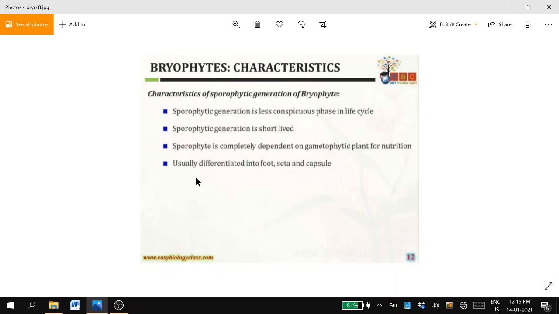The sporophytic generation is usually differentiated into foot, seta and capsule. It means three structures are usually present in the sporophytic generation of Bryophyta, that is foot, seta and capsule. So these are some of the general characters of Bryophytes.